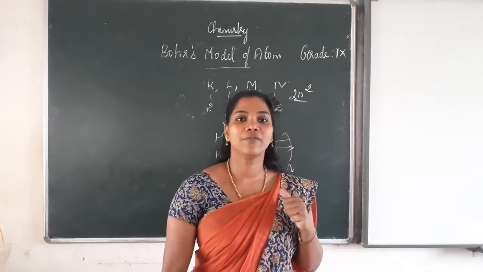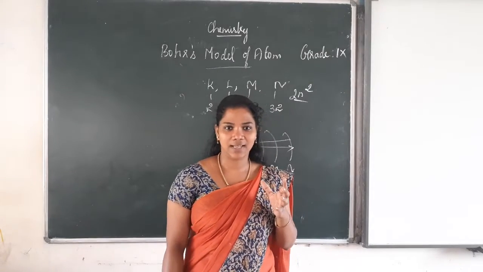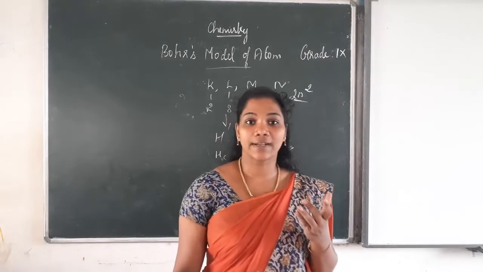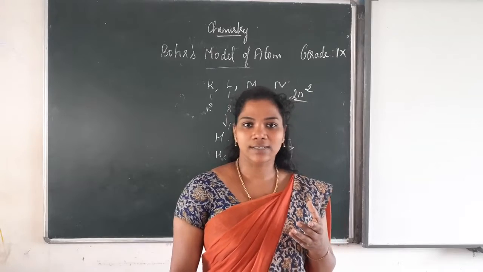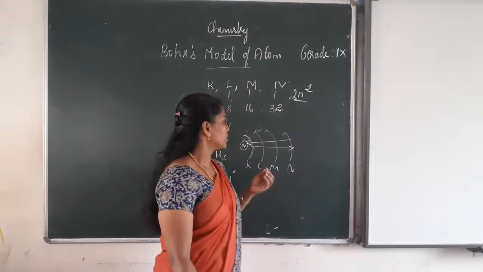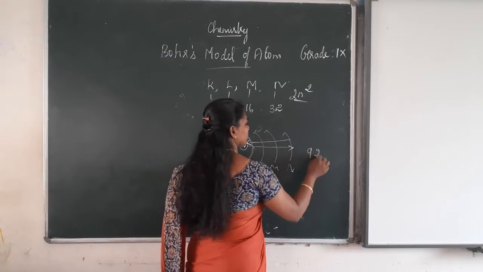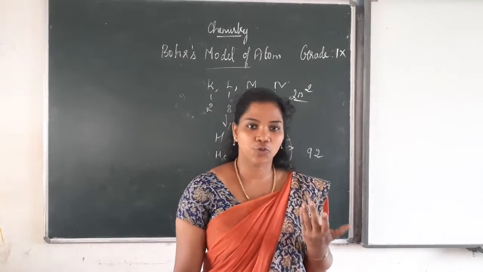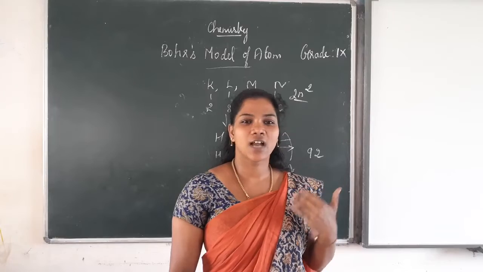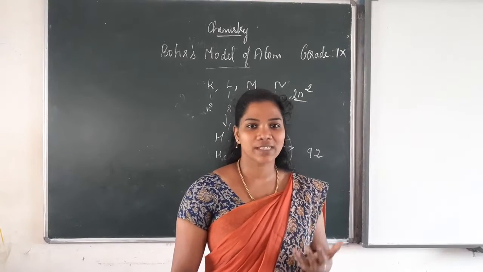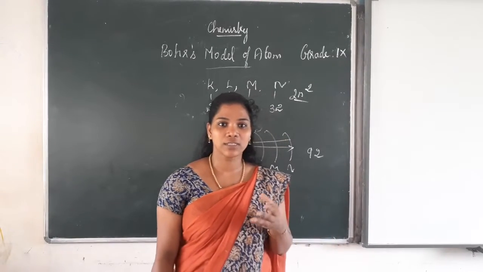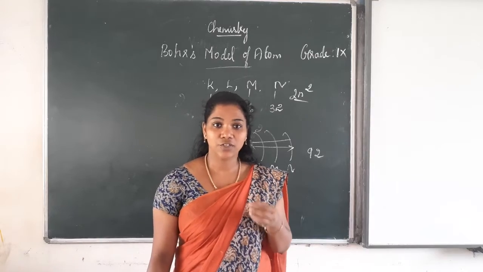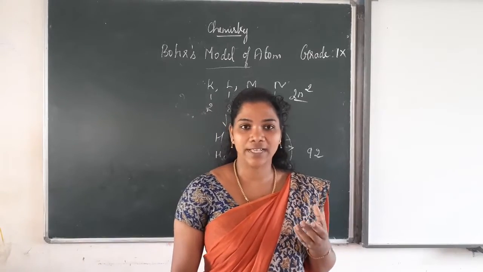It is not applicable for atoms with multiple electrons, like uranium. This may contain many electrons, isn't it? Uranium has 92 electrons, so for that it is not applicable, and he failed to explain how the total number of electrons will be accommodated. How will 92 electrons get accommodated in an atom?